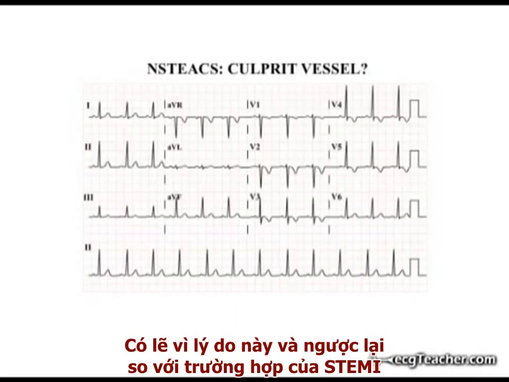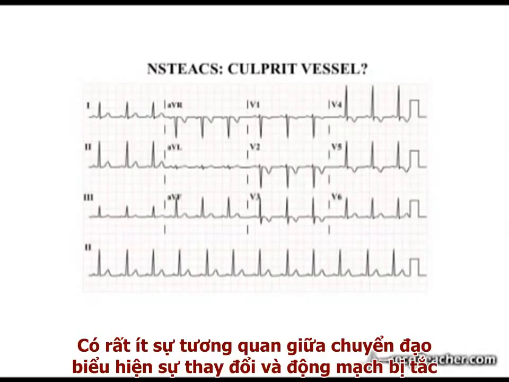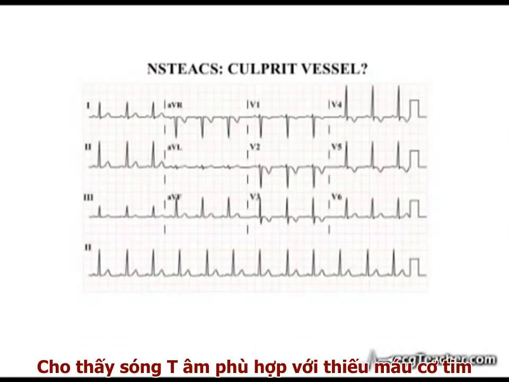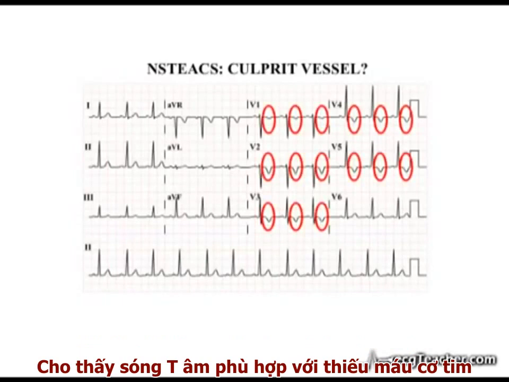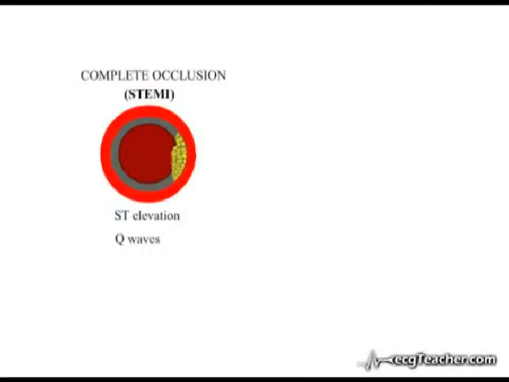Perhaps for this reason, and in marked contrast to ST elevation MI, the distribution of the ECG changes among the leads correlates poorly with the vessel obstructed. The ECG shown here from a patient with typical chest pain demonstrates T-wave inversion, which is certainly consistent with myocardial ischemia. However, we cannot deduce which coronary vessel is involved.